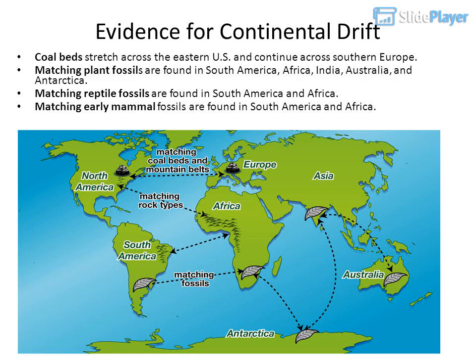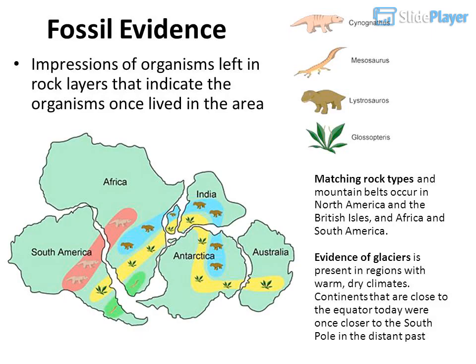Evidence for continental drift. Coal beds stretch across the eastern U.S. and continue across southern Europe. Matching plant fossils are found in South America, Africa, India, Australia, and Antarctica. Matching reptile fossils are found in South America and Africa. Matching early mammal fossils are found in South America and Africa. Fossil evidence: impressions of organisms left in rock layers that indicate the organisms once lived in the area.